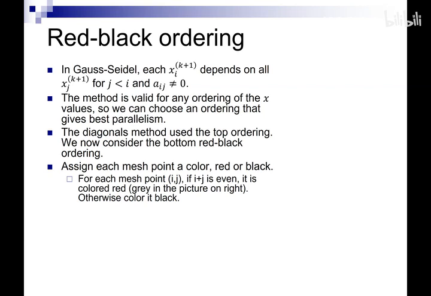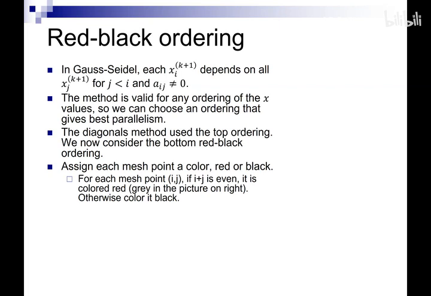So now we're going to look at a new method for solving the Poisson equation, and this is going to be based on a different way of ordering the points. To see how this works, we know that in the Gauss-Seidel method, when you're computing the ith component of x of k plus 1, this is only going to depend on x of k plus 1 for components j less than i. If j is larger than i, then we don't need the value from x of k plus 1. We only need it from x of k.